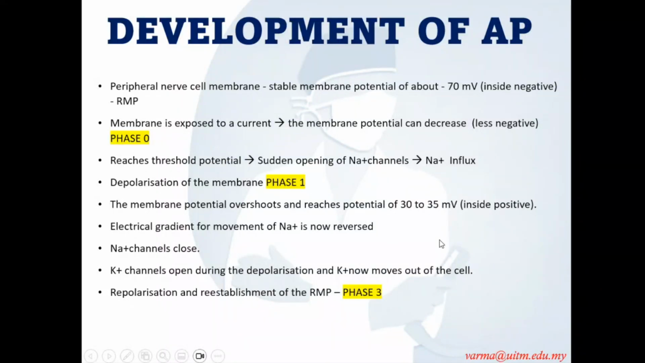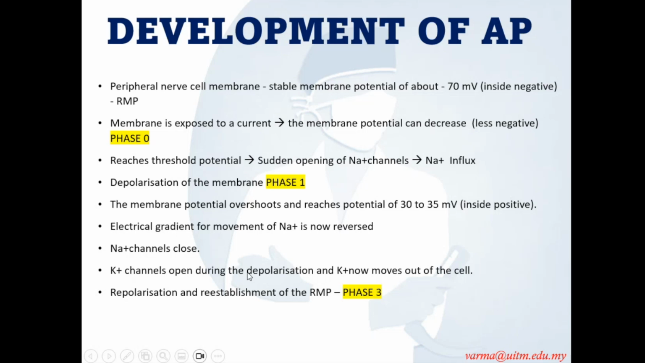A lot of sodium comes in from negative 70, and it reaches up to 30 to 35. Now the electrical gradient for movement of sodium is reversed, because now positive is inside and negative is outside. So now it's reversed, and the sodium channels close. During this time, the potassium channels are open during the depolarization, and K plus is now moving out of the cell. So the electrical gradient goes from positive 35 down again to negative 70 millivolts, where it reaches the resting membrane potential.